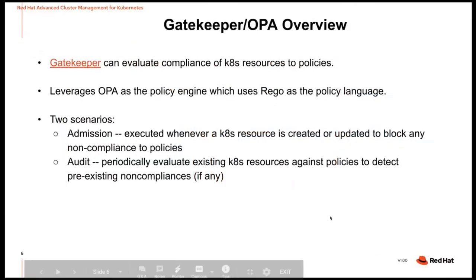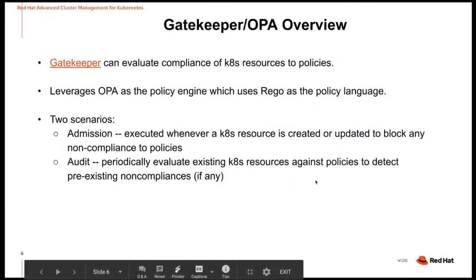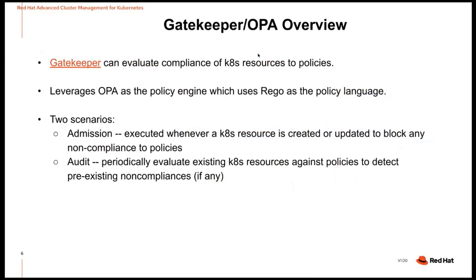So now I want to drill down into details of how we have integrated with Gatekeeper and OPA. Let me start with a quick overview of Gatekeeper and OPA. Gatekeeper allows you to evaluate compliance of Kubernetes resources to specified policies. What it leverages under the covers is OPA, the policy engine that it uses. Now, OPA itself accepts policies in a language called Rego. So think of Gatekeeper as providing the bridge from OPA to the Kubernetes world.